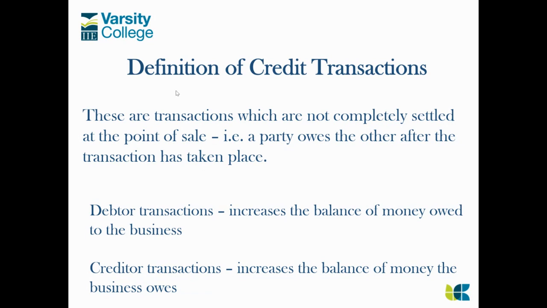Okay. Then here they're just highlighting the fact that credit transactions are transactions where somebody owes somebody at the point of sale after the transaction has been done. So in other words, somebody's bought something on credit. Obviously, they leave with the goods out the store, but they still owe whoever they purchased the goods or services from. Okay, so that is credit transactions. And then debtor transactions increase the balance of money owed to the business. Okay, that's why we call it the debtors journal. That's where we enter where people buy from us on credit, because now more people owe us.